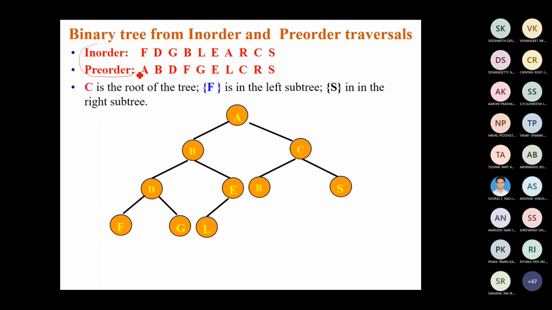What are the possible combinations we are supposed to be given to produce the unique binary tree? One is in-order and pre-order, another is in-order and post-order, and in-order and level order.